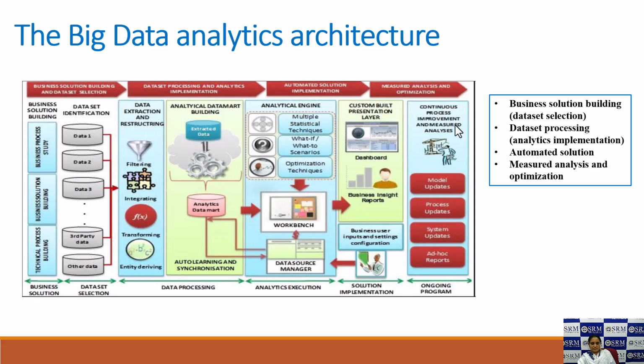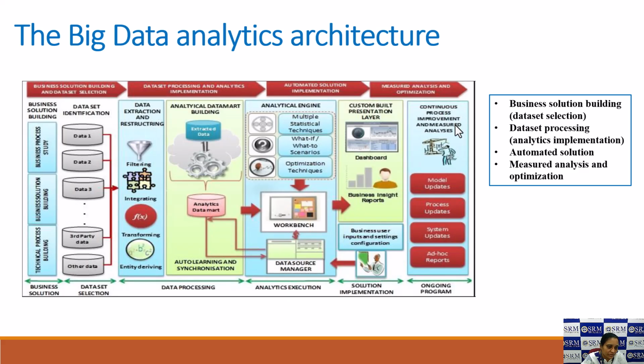As of now, we have seen the big data ecosystem and the big data components. Now it is the architecture. If you could see, there are so many components I have listed up here, and it is divided into six parts: 1, 2, 3, 4, 5, 6. At the bottom, business solution, data set selection, data processing, analytics execution, solution implementation, and ongoing program. This is, in a nutshell, what I could give you.